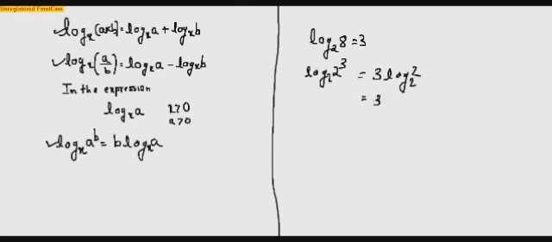which is equal to 3 into the solution for log base 2 2. Now log base 2 2 is 1, because 2 to the power 1 equal to 2. So we get 3. So hence we have applied the formula for log base x of a to the power b equal to b log base x a, and proved our result also.